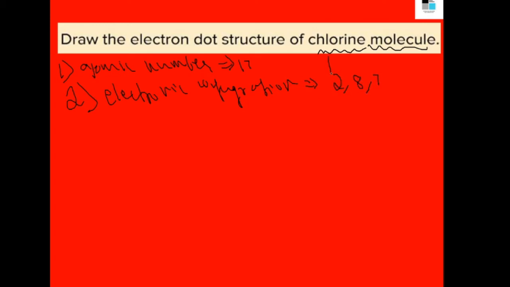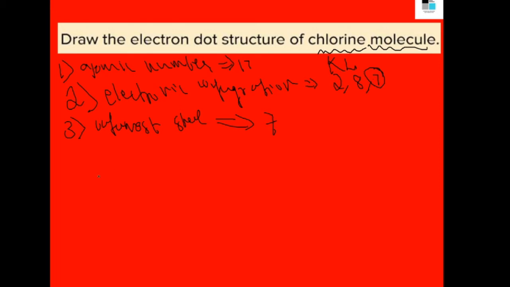The first shell, the K shell, can only hold a maximum of 2 electrons. The L shell, the next shell, can only hold a maximum of 8 electrons, and the remaining are over here. Right. So now you can see this is the electronic configuration. Now the third step is to find how many electrons are there in its outermost shell. Whatever is the last number in the electronic configuration, that is the number of electrons in its outermost shell. So we can say that 7 electrons are there in its outermost shell.